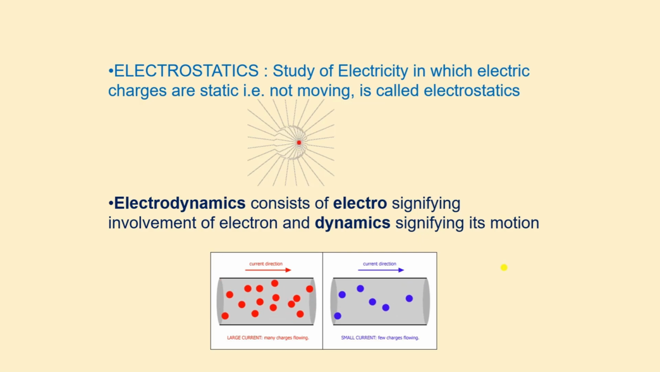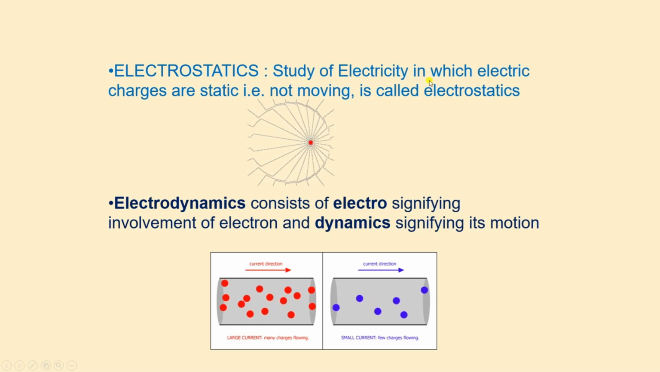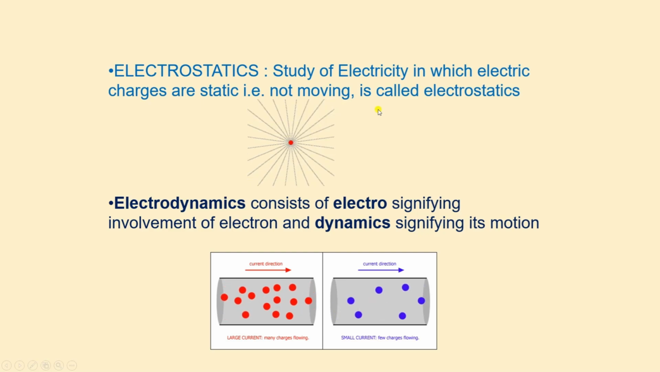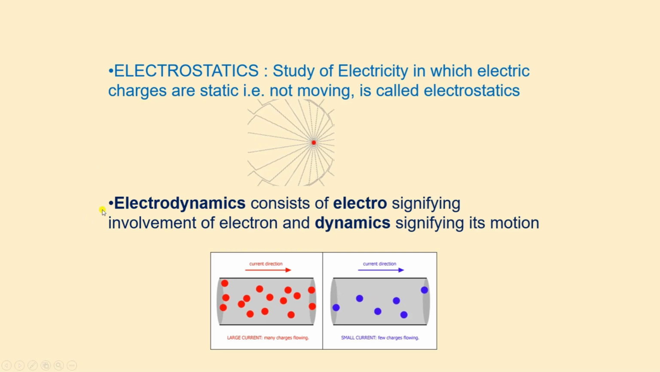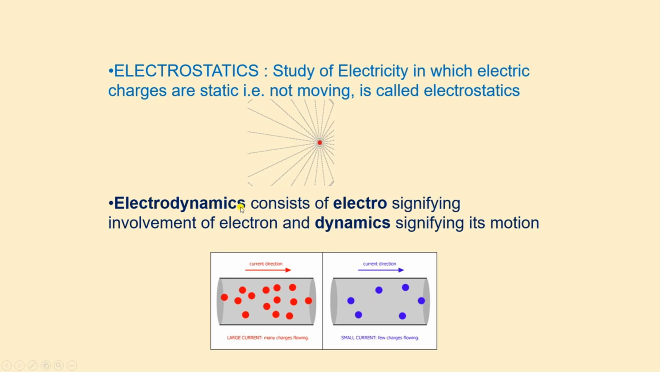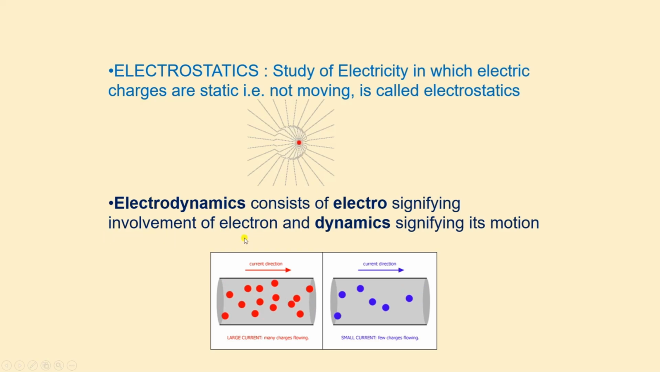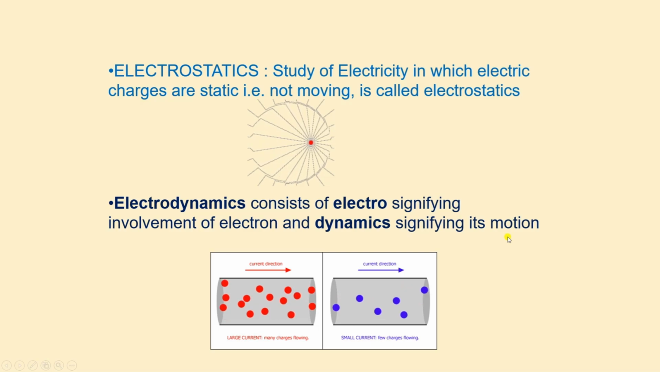In the previous unit we studied electrostatics, the study of electricity in which electric charges are static, not moving. In electrostatics, we study the charge at rest. And in this unit, we will study electrodynamics. Electrodynamics consists of electro, signifying the involvement of electrons, and dynamics, signifying motion. In electrodynamics, we will study the charge in motion.